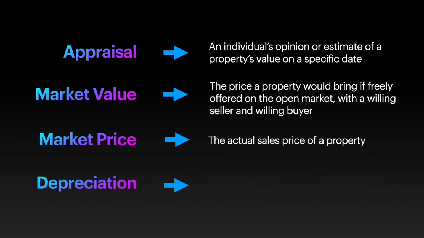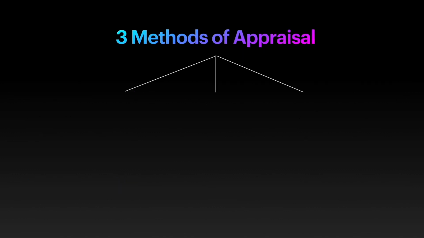And last is depreciation. This is any loss in the value of a property from any cause. So this would be for reasons like economic obsolescence, which are causes from outside of the property, like if there was an airport built nearby, or functional obsolescence, which is outdated design. So that could be like a small kitchen or no bathtubs in the house, or physical deterioration, which is just normal wear and tear. So let's go through the 3 methods of appraisal.